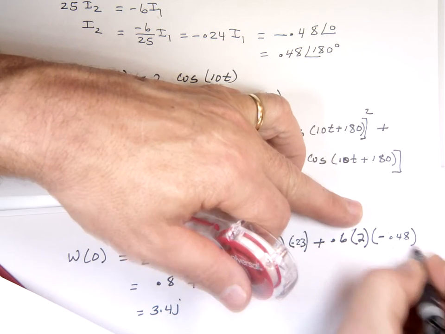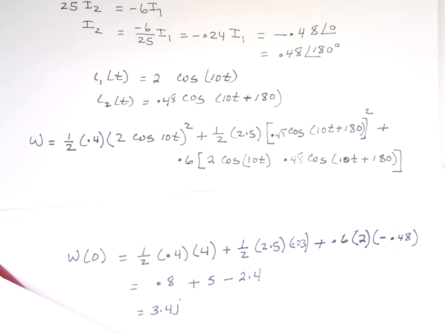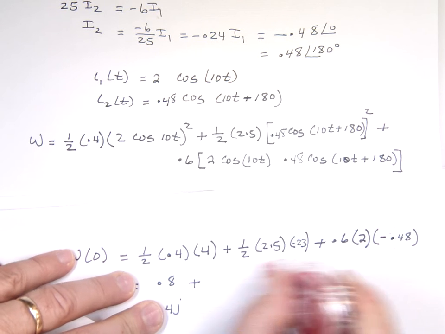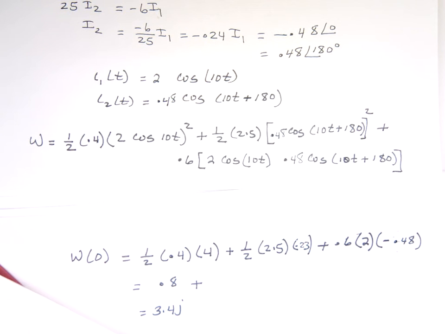I fell asleep. It's too early. It's too early for this class. 0.5 times 2.5. I didn't even have my coffee yet. I had two sips.